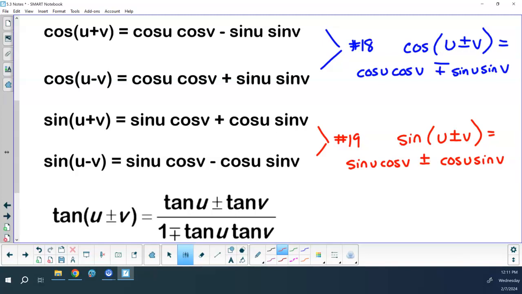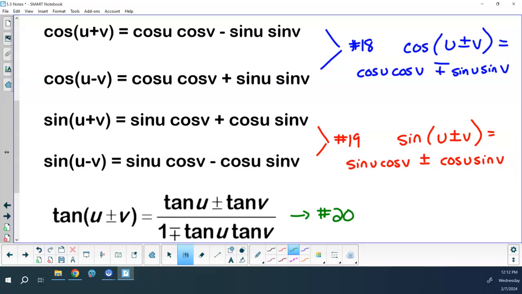That one, you're adding or subtracting stays the same. Okay? Tangent is number 20 on your sheet. The numerator matches what you're doing from the problem. The denominator is opposite what you're doing from the problem. Okay?